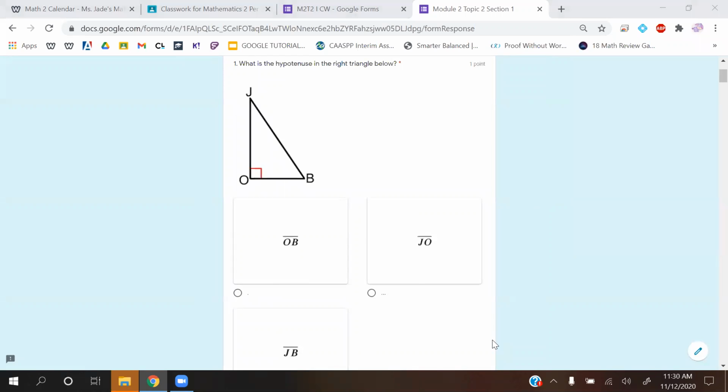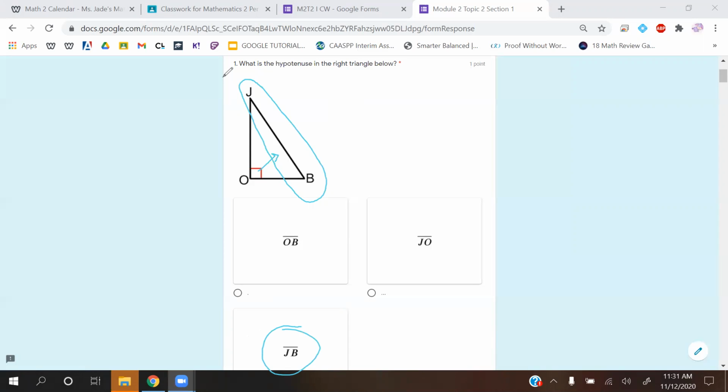What is the hypotenuse in the right triangle below? So I'm going to draw on this. The hypotenuse is always directly across from the right angle. So I want you to either in your head or on a scratch piece of paper, if you have to, literally draw the triangle and from the right angle go across from it. Then the hypotenuse is this side, JB. So we can select JB, this one. This is our answer. So for number 1, JB is our hypotenuse. Okay?